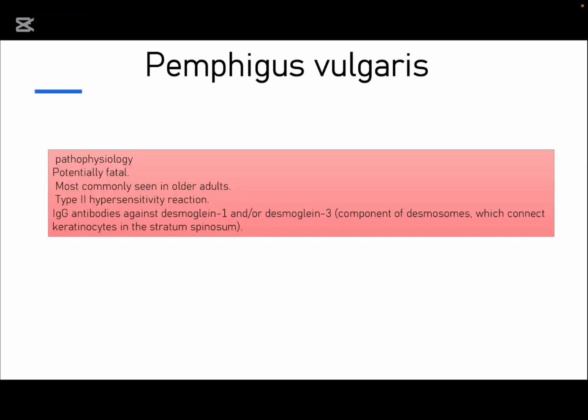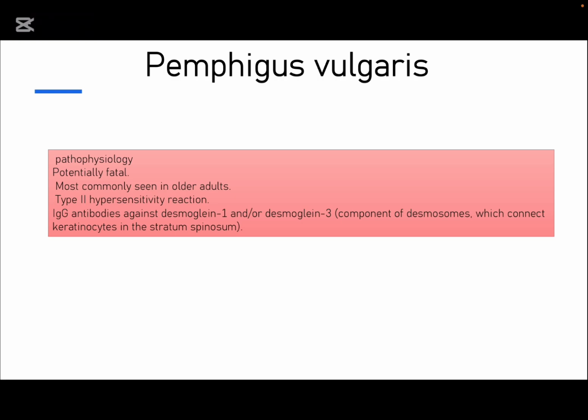So the first disorder is the Pemphigus vulgaris. So this is a potentially fatal disease. How does it develop? Basically, as we mentioned, both of these disorders are autoimmune. It means that the body's own immune system attacks its cells. So the IgG antibodies are formed against desmoglein 1 and desmoglein 3. These are the proteins present in the desmosome in the stratum spinosum.